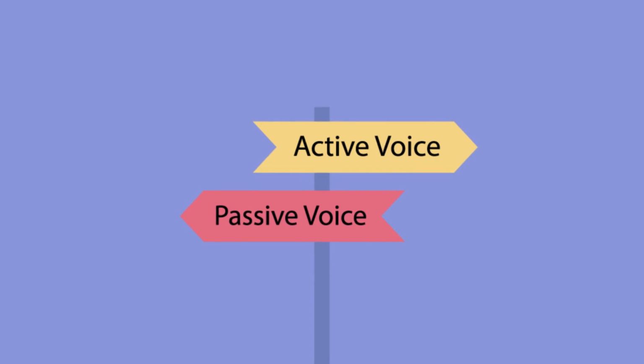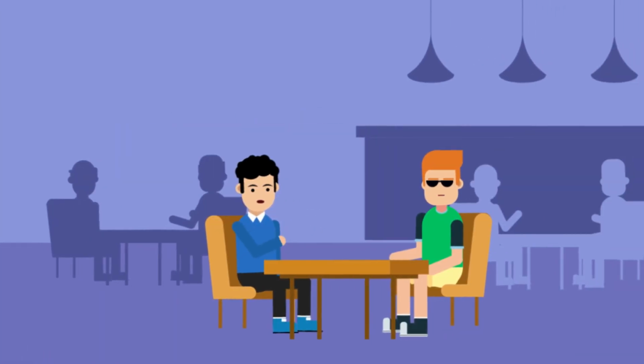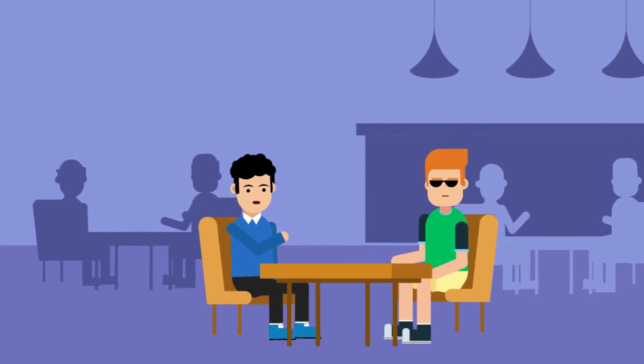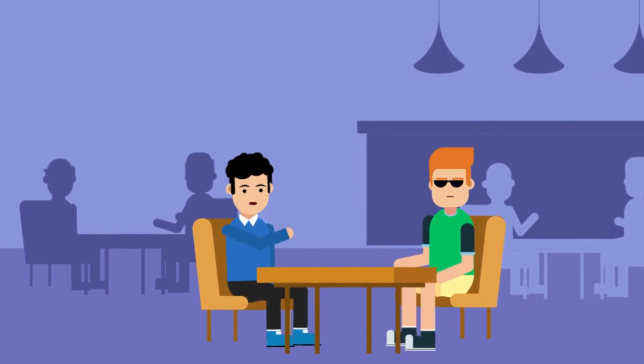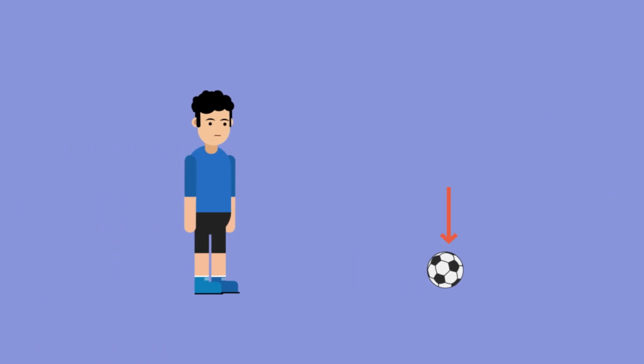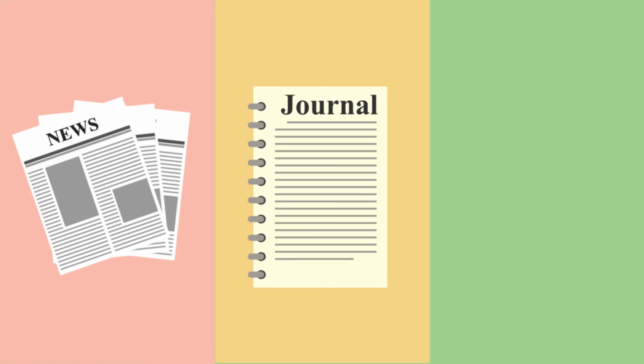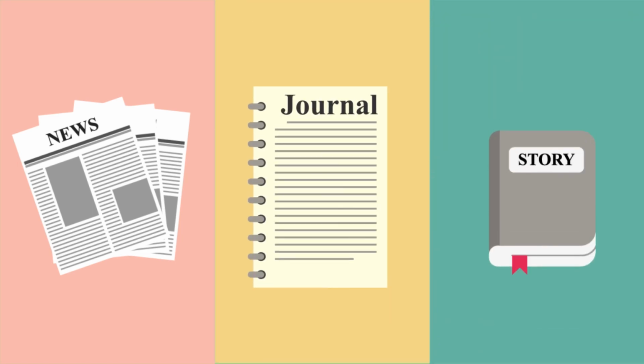So, when do we use active or passive voice? Active voice is commonly used in everyday conversation instead of passive voice because it's easier to understand. Passive voice is used when the object is more important in a sentence or when the subject is unknown. We usually find passive voice sentences in newspapers, academic writing, stories, and etc.